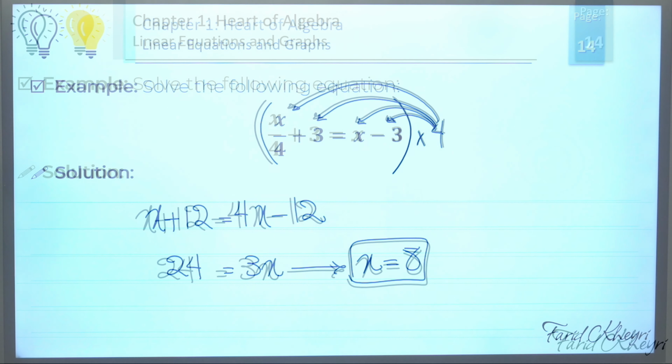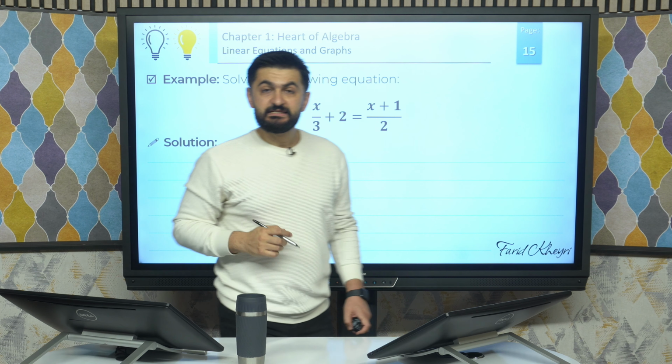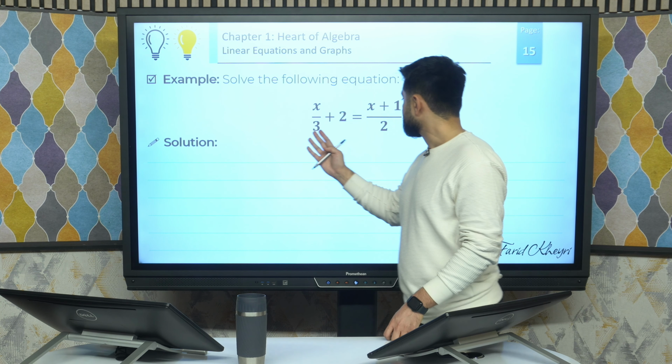And that's it. What about this one? As you can see, here we have 2 denominators. If we multiply both sides by 2, this 3 will remain. If we multiply both sides by 3, the 2 will remain. So what do we have to do? We have to multiply both sides by 6. In fact, 6 is the multiplication of 2 and 3. But to be precise, it is the least common denominator, or the least common multiplier of the 2 and 3.